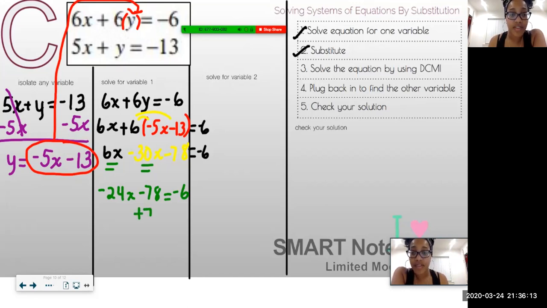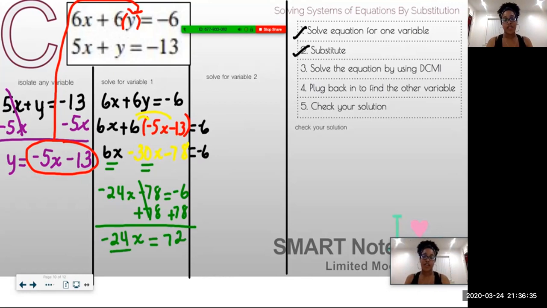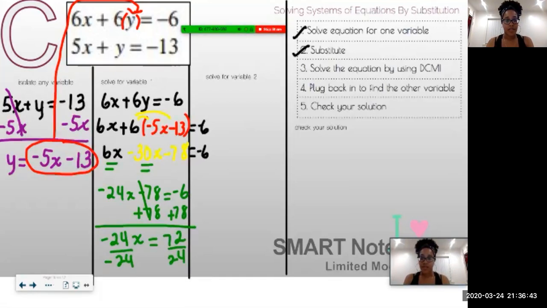So this is negative 78. I'm going to add 78 to both sides. I'm left with negative 24x is equal to 6 plus 78. I'm just looking because I did this question in advance. Negative 6 plus 78 is positive 72. Again, I want to divide by negative 24 on both sides to get x alone. And I'm left with x is equal to negative 3.